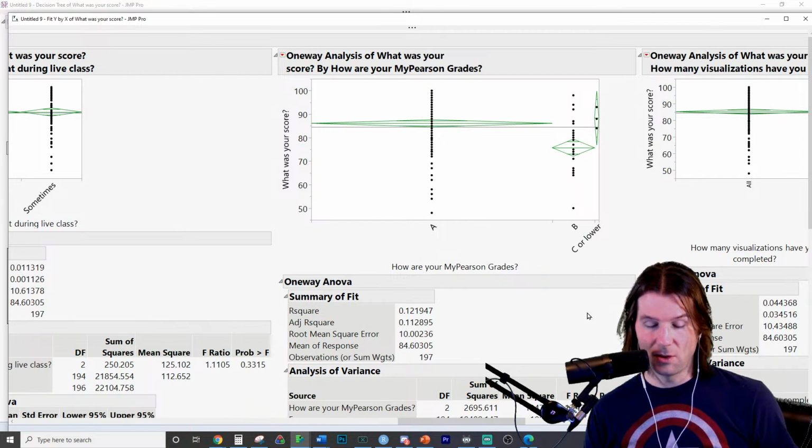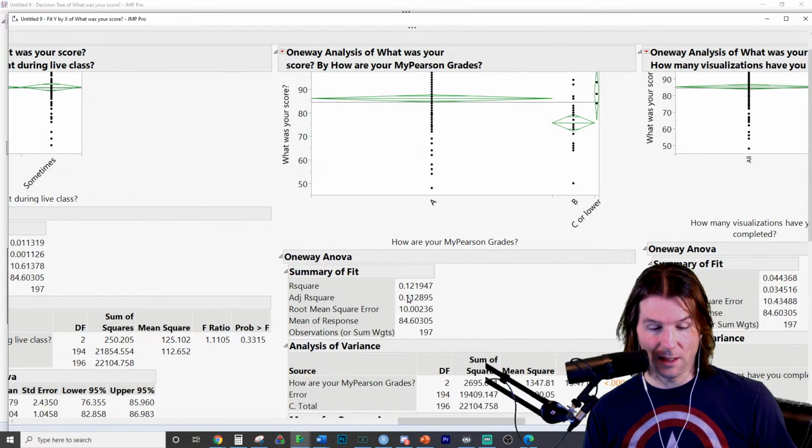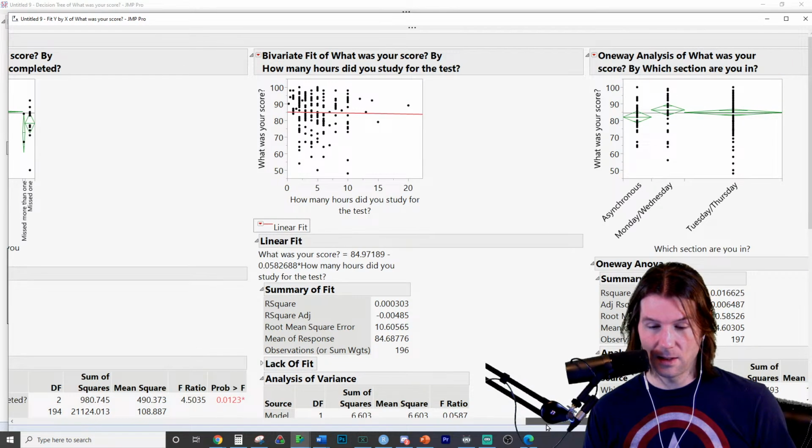Next, we see do your My Pearson. That had a very, very statistically significant and accounted for also 12% of the variation. It's really the difference between the A and the B we're looking at right here. So get A's on that.